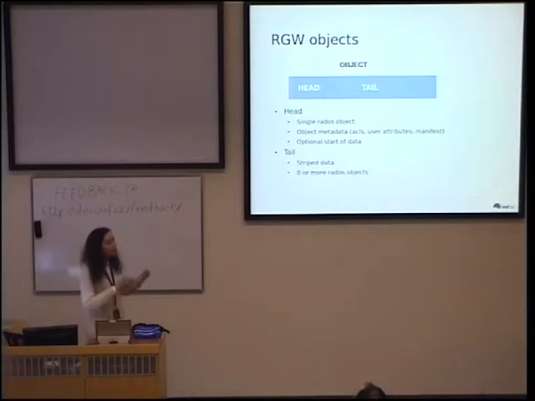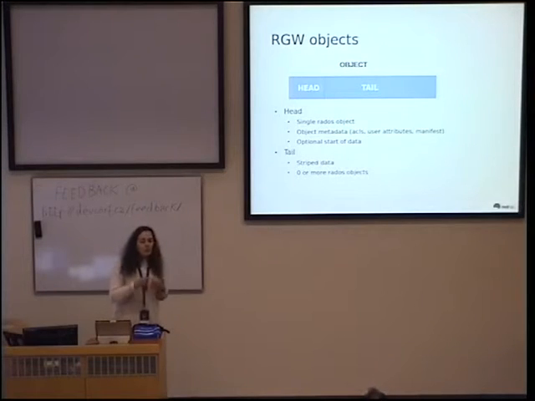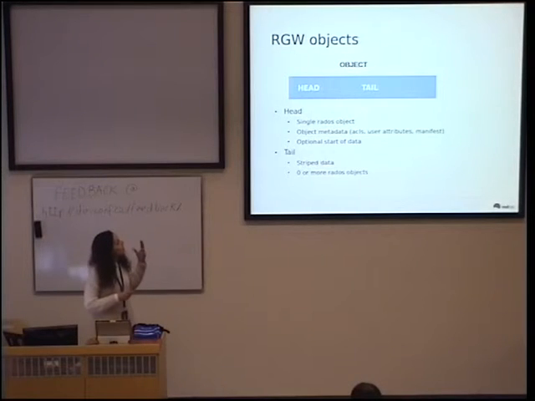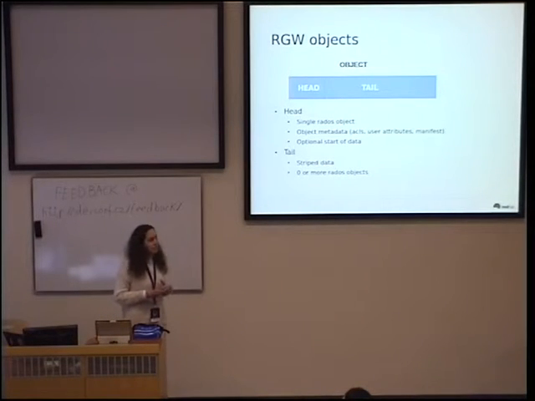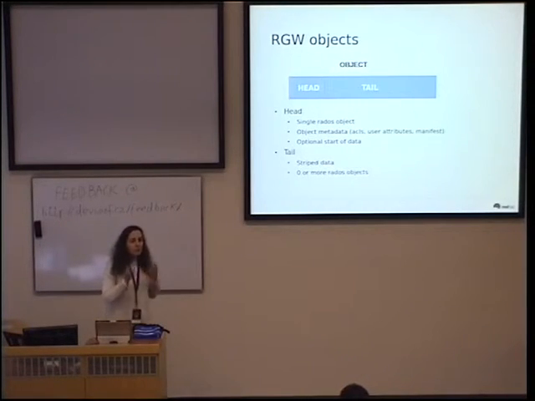So an object is actually not one Rados object. It's several. There will always be a head object. It will contain all the metadata and the attributes, some of them user-defined also. And it's like a manifest. Swift also has a manifest for its large objects. For a small object, the data can be in the head, up to half a megabyte. And then you have the tail. It could be one or more objects, or zero actually for a small object, and that's the rest of the data, the striping. Usually the stripe size is 4 megabytes, but you can configure it to be larger or smaller.